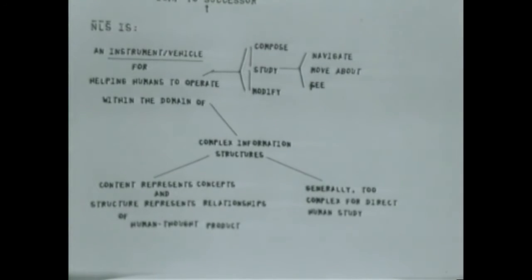All right, we never can do that very well with linear text. So inside the computer, we can represent that quite well. In fact, we can represent information structures in a computer that would generally be far too complex for you to study directly. But NLS serves as a tool to roam over that, navigate through a complex structure, be able to find your way, move about it rapidly, and be able to see what you want to see at any given point. That's how we think of NLS as a tool.